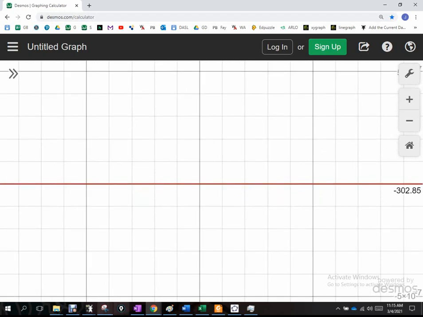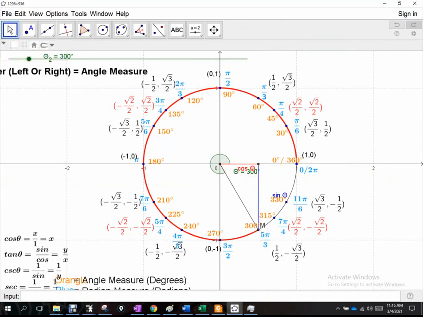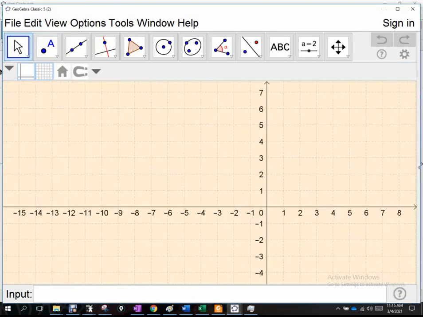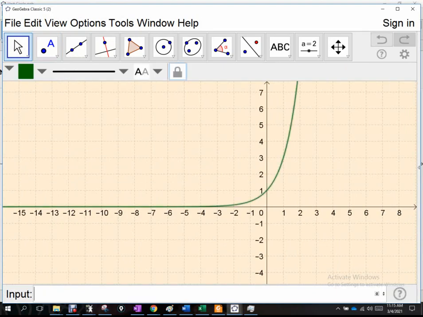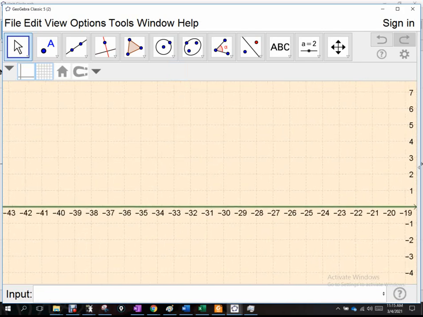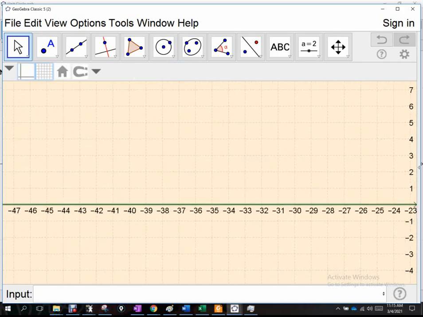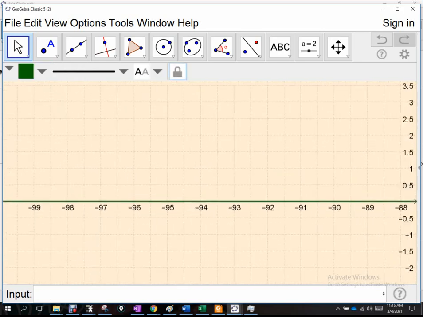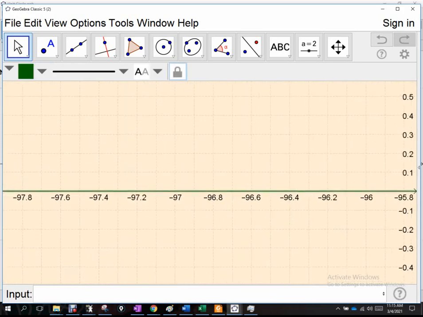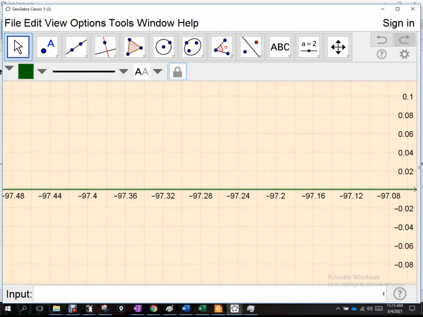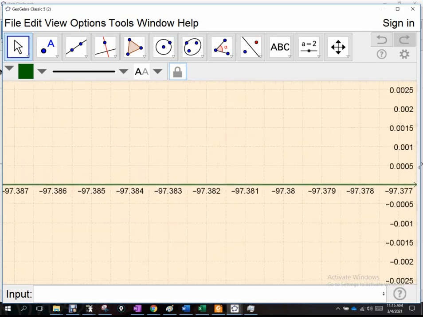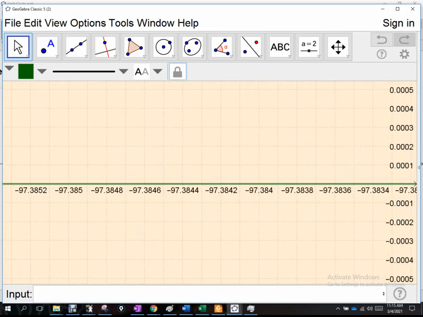So let me try. We can do this on, I know GeoGebra will do this for me. So if I go 3 to the x, and does it look like now the green line is the x-axis? But if I zoom in on that green line far enough, it takes a minute.